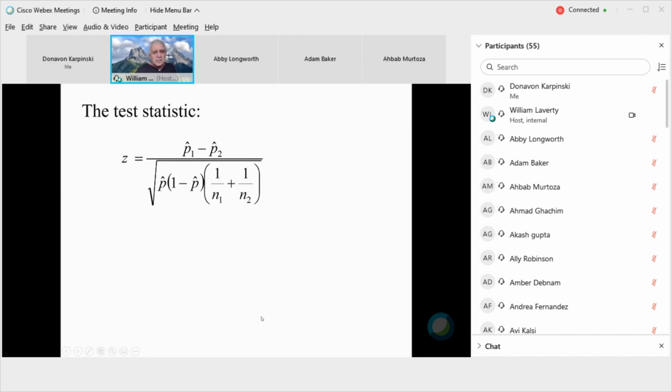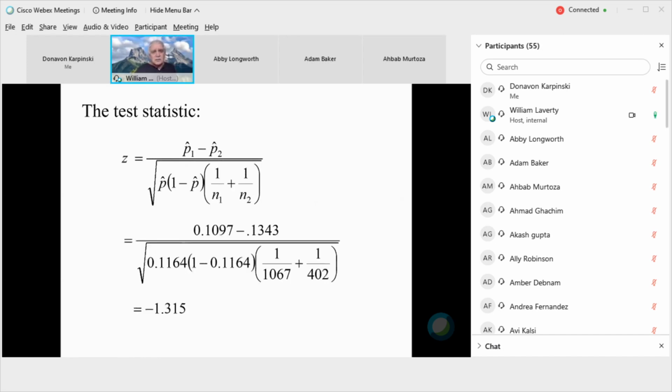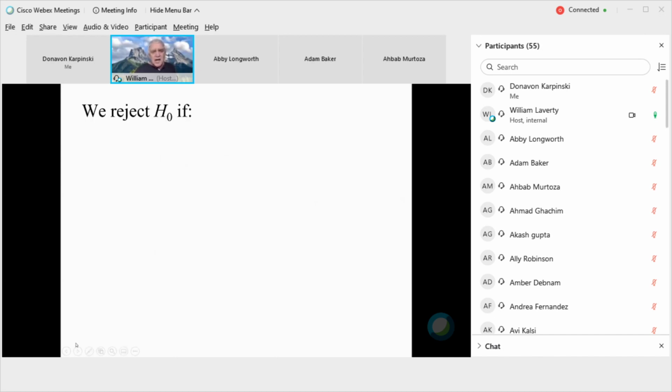So there's the test statistic. We plug in these numbers. We get a critical value. We're going to reject if Z is less than minus Z sub alpha. We're going to reject for a negative value because that's what we'd expect if HA was true. It's minus 1.645.